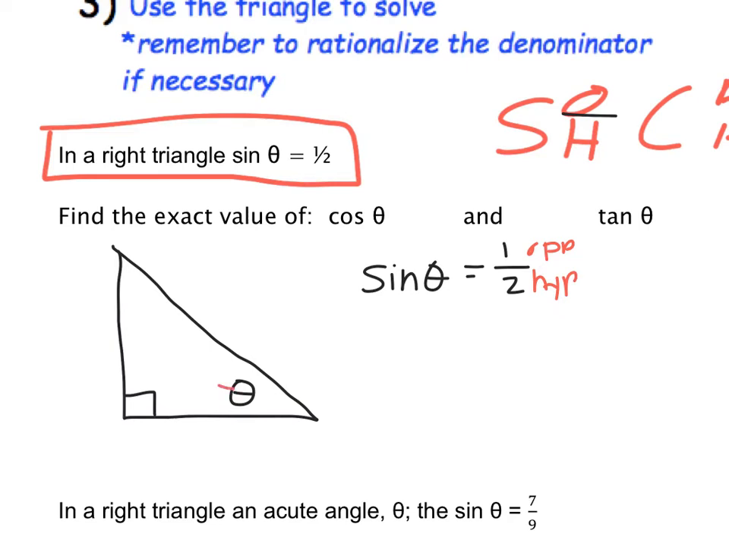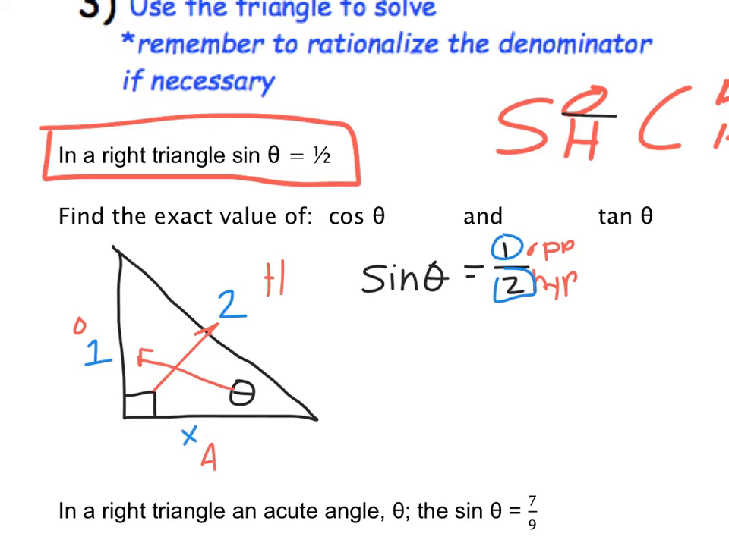So, opposite, hypotenuse, and adjacent. We're now going to label that with our information. We know our opposite is 1, so we're going to put a 1 here. We know our hypotenuse is 2, so we're going to put a 2 here. I don't know what my adjacent is, so I have to solve for it. So I'm going to put an x there.